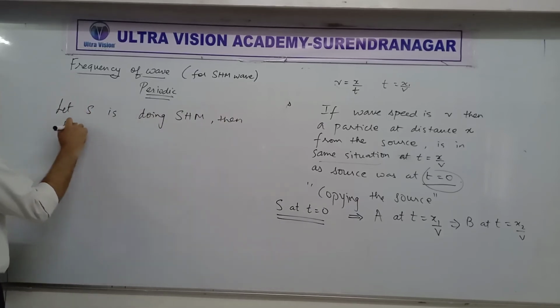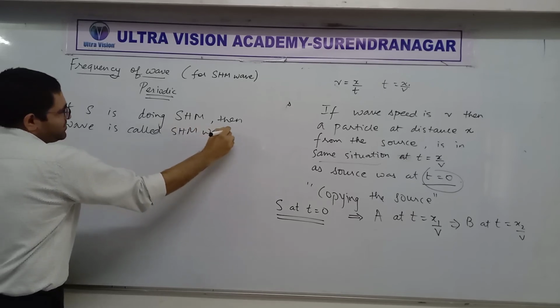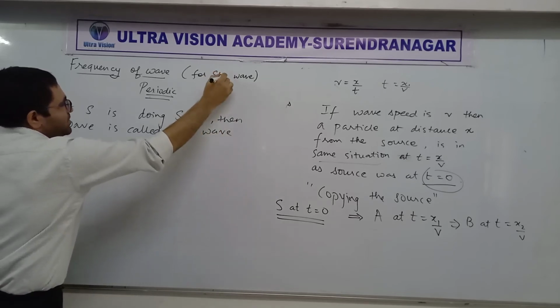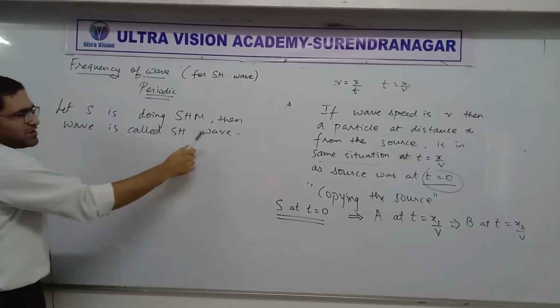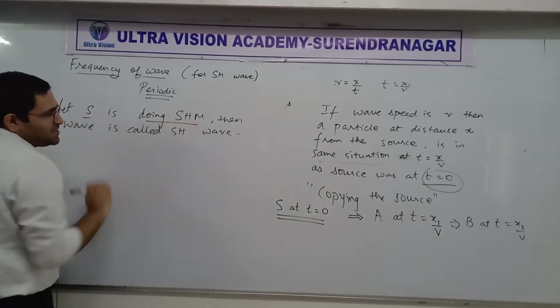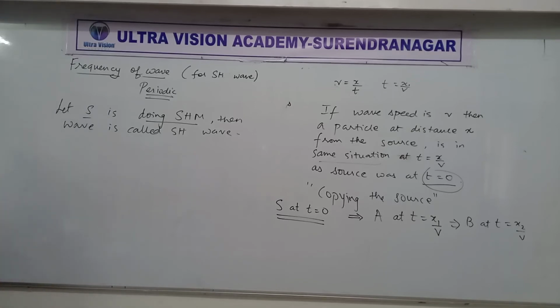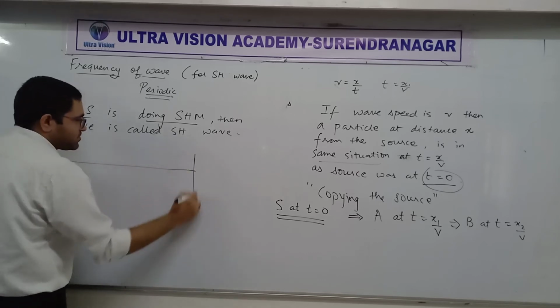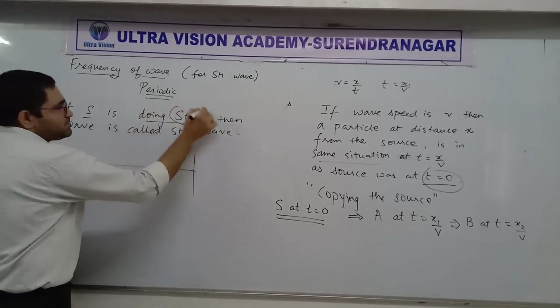Okay, let's say the source is doing simple harmonic motion. Then we call the wave simple harmonic. Okay, what do we call it? Simple harmonic, not SHM but just SH, simple harmonic wave. Okay, so what is the meaning of simple harmonic wave? When the source is doing SHM, the wave that is created will be simple harmonic. Alright? Why so? Let's see. Think about it. Here's the string. This is the source. Alright? Here's the source.